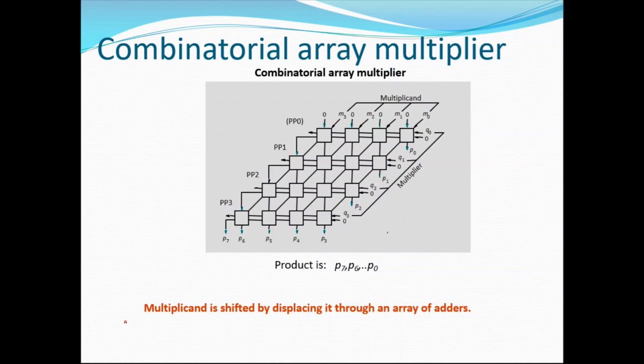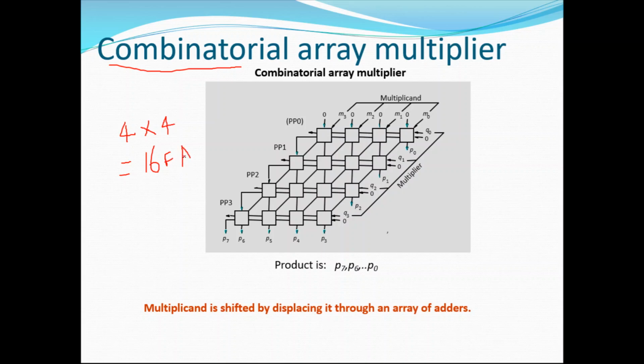If you look at the hardware part, there is something called a combinatorial array multiplier. This is one way of implementing multiplication. It can be done by one type of multiplier, which is called a combinatorial array multiplier. To multiply a 4-bit multiplicand with a 4-bit multiplier, it has to use 16 full adders.